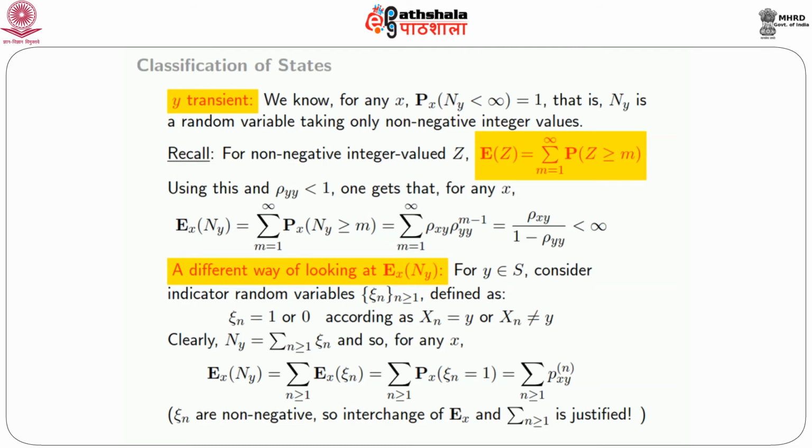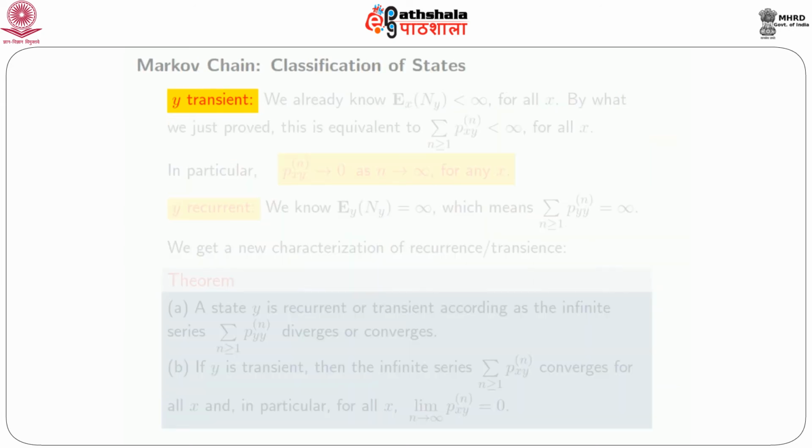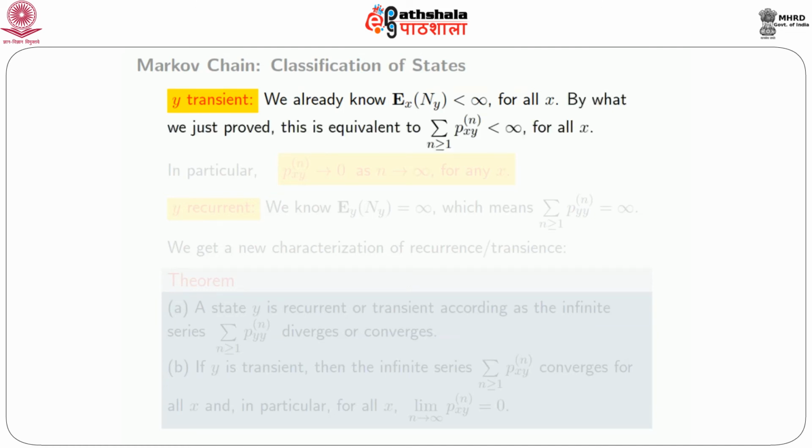Now let's see how this new formula helps. What is the formula that we have obtained? For any x and any y, E_x of N_y is equal to the summation over n greater than or equal to 1 of p_xy^(n). Suppose y is transient. We already know that for any x, E_x of N_y is finite. From what we have just proved, this is equivalent to saying that this series, the summation over n greater than or equal to 1 of p_xy^(n), is finite for every x. In particular, if the sum of the series is finite, then the terms have to go to 0, and that is true for any x.